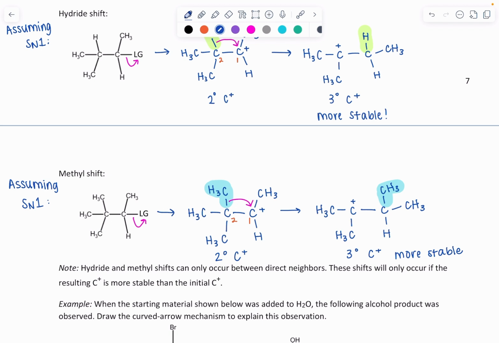So I have this note here, this is really important. Hydride and methyl shifts only occur between direct neighbors. So that's why we call it the 1-2. It's not a 1-3. We can't keep going down the chain and shift over a hydride or a methyl. So only between direct neighbors. And then these shifts only occur if the resulting carbocation is more stable than the initial. They won't occur if you start with the tertiary and then go to secondary, definitely not going to happen because that's not energetically favorable.